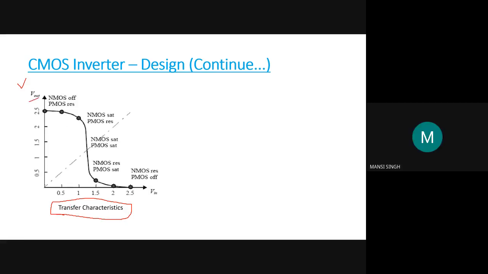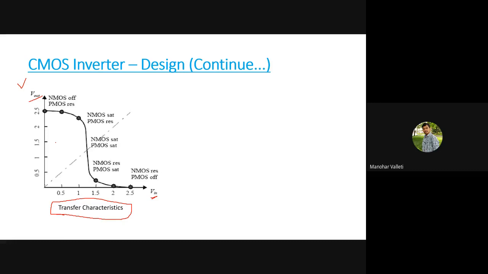If you draw V out and V in, one parameter from the output, one parameter from the input, then only we can call it transfer characteristics, right? If both these parameters are from input, then we call it input characteristics. So you try to understand this difference. In coming circuits, you will get clarity.